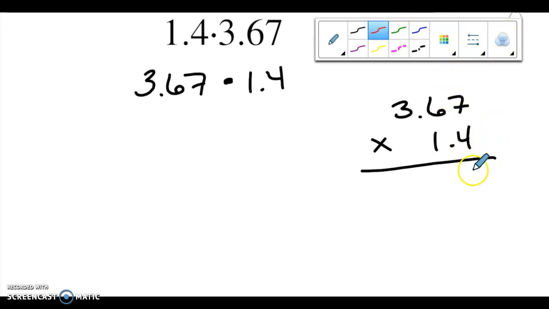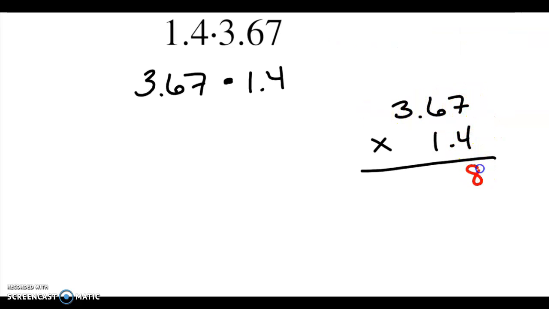I'm going to start off with the 4, okay? I'm going to multiply 4 by every single thing on the top. So I'm going to say 4 times 7 is 28. Carry my 2. 4 times 6 is 24. Plus 2 is 26. Carry my 2. 4 times 3 is 12. Plus 2 is 14. Now, I've just done the 4, okay?